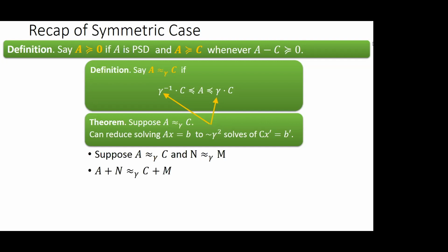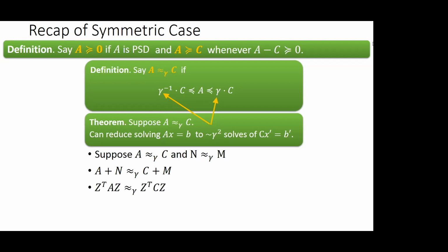So first, you can add the notion of approximation. So we get A plus N and C plus M are within a gamma factor of each other. This is just a straightforward generalization of the fact that if we have non-negative numbers, so scalars, not matrices, and we add them up, a multiplicative approximation is preserved.